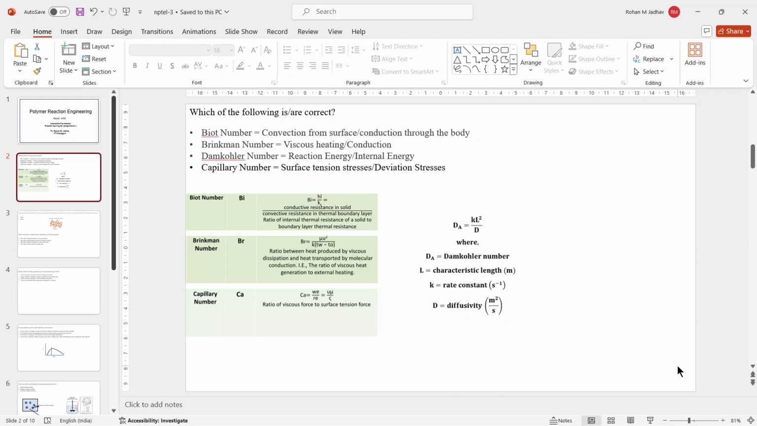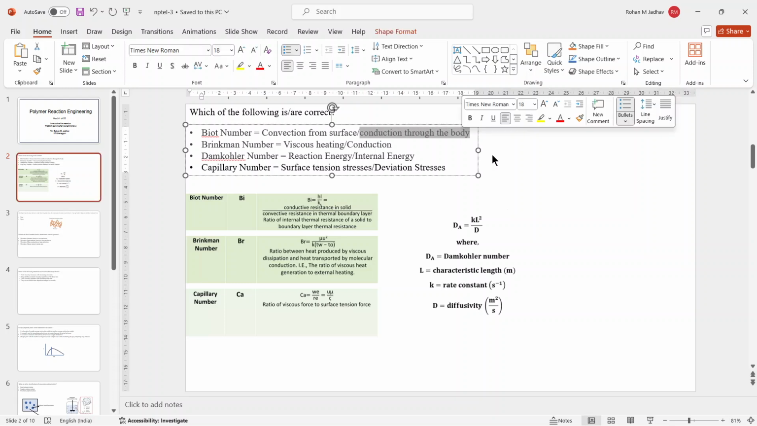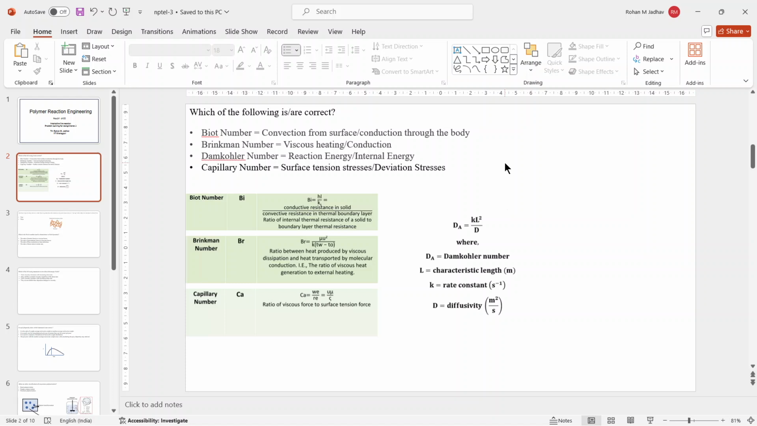So you can understand this from the definition which has been given: conductive resistance in solid. When it is saying the resistance in solid, it basically means the reciprocal of the conduction. So basically resistance is the reciprocal of conduction and vice versa. You can understand it by seeing that the conduction term is in the denominator right here. And then we have convective resistance in thermal boundary layer, that is on the top. That is the convection from the surface. So Biot number's definition is correct.